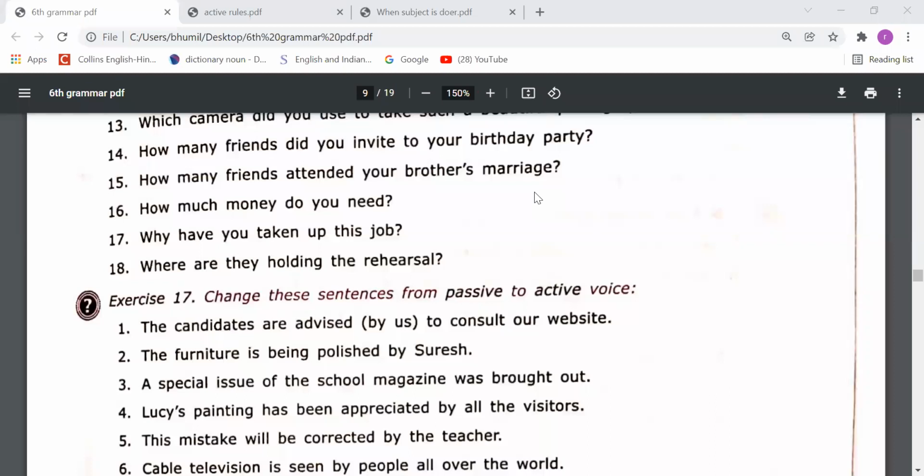Very good. Almost right answer, but we need to say this sentence in this way: we advise the candidates to consult our website. Okay, but good try. You have done very well.